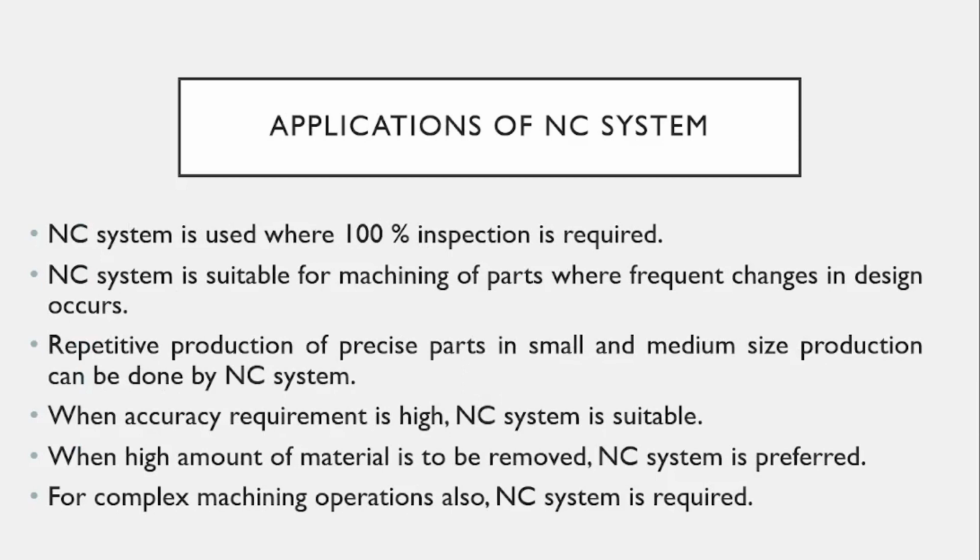So, applications of NC system. Numerical control system is used where 100% inspection is required. It is suitable for machining of parts where frequent changes in design occur. Production of precise parts in small and medium-sized production can be done in numerical control system. When accuracy requirement is high, numerical control system is suitable. When a high amount of material is to be removed, numerical control system is preferred. For complex machining operations also, numerical control system is required.